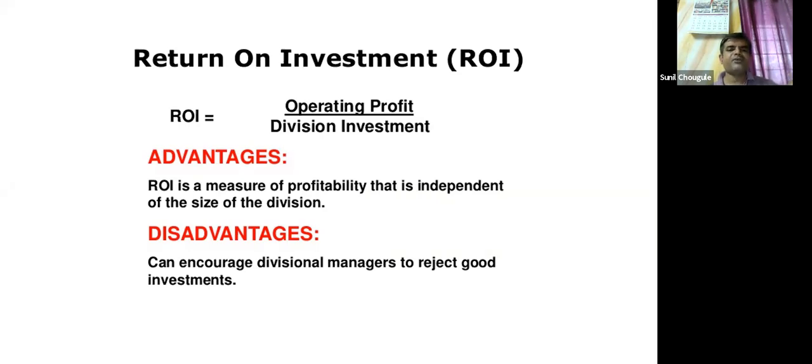Now, ROI is a measure of profitability that is independent of the size of the division, and its disadvantage is it can encourage divisional managers to reject good investment. Now, division investment may include different sizes of packaging, different sizes of containers, or within a product, a product line or product depth. So these all, within the production department or marketing department, may have divisions. Now these divisional managers may reject investment. This is the disadvantage of ROI.